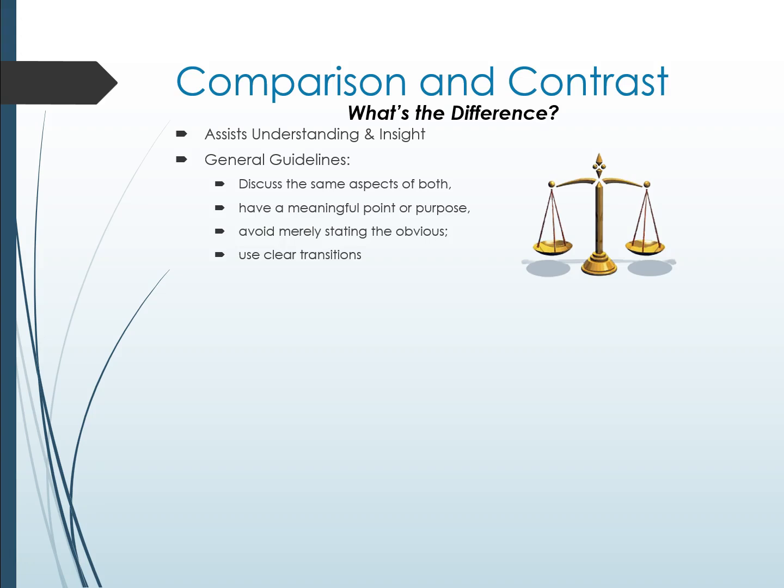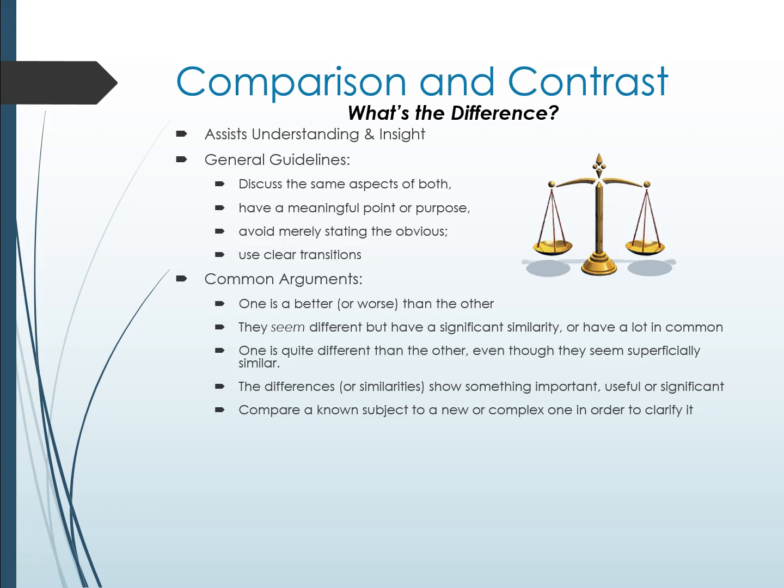There are some classes and situations where you might write an entire essay or other expository work that is only a comparison. If you're planning to use comparison and contrast as the basis of a thesis statement or topic sentence, it will likely be one of the following: that one is better or worse than the other, which is the most common type. You might also argue that they seem very different, but are actually quite similar, or that they seem very similar, but are actually quite different. Or, another common one, that their differences and similarities show something important, useful, or significant. You'll have the option to write this type of essay later in the semester on the Da Vinci Code, comparing a pair of characters. One of the most common uses of comparison is through an analogy.